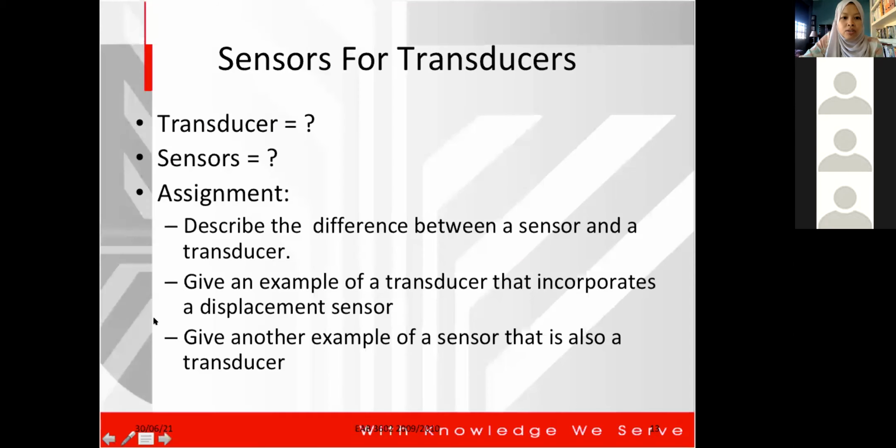Okay, I continue to what are the differences between sensors and transducers. Usually in your examination, there will be questions like: describe the differences between a sensor and a transducer, and then give an example of a transducer that incorporates a displacement sensor, and give another example of a sensor that is also a transducer. Usually questions like that are asked in the examination.